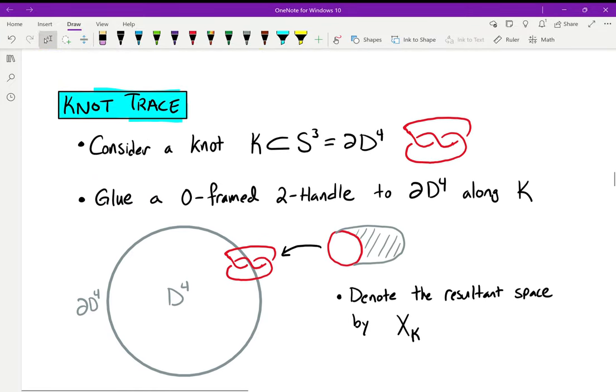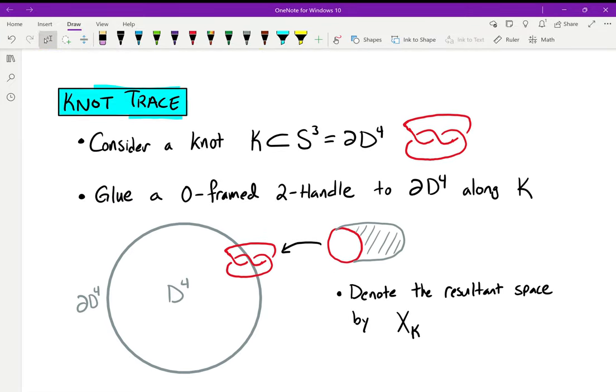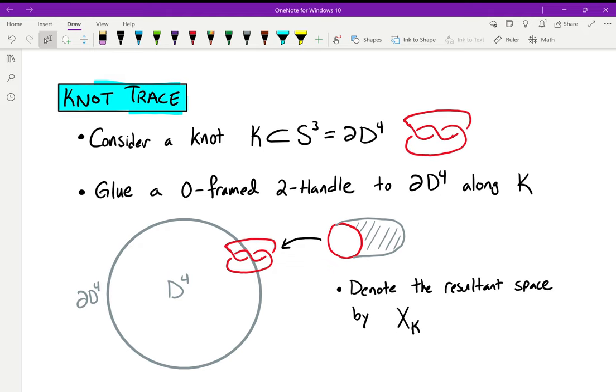So first we need to talk about something called the knot trace. So you can take a knot here. I have another trefoil because again it's easy to draw. And what you can do is glue a zero-framed 2-handle along the boundary of this knot and then glue that to the boundary of a 4-ball. And this gives you a space that we're going to call X_K. And this is our knot trace.